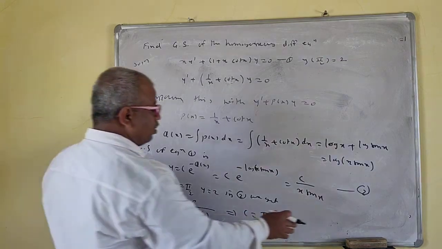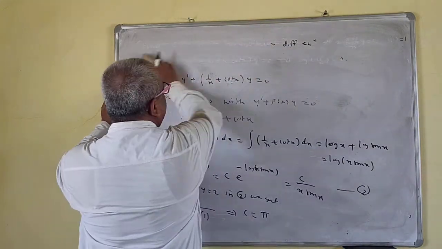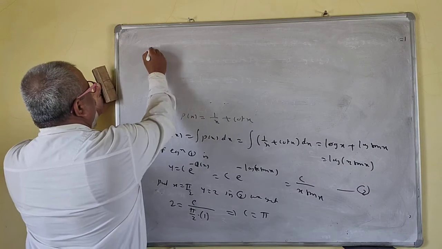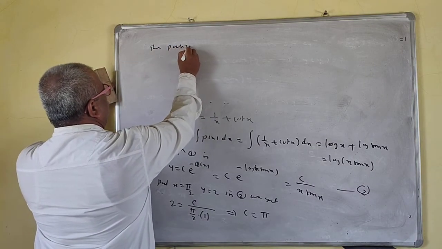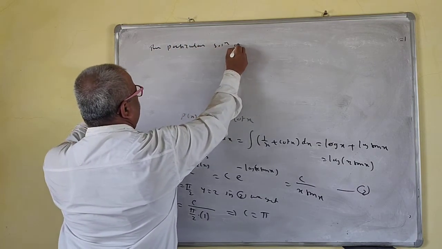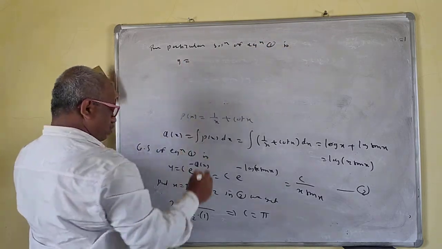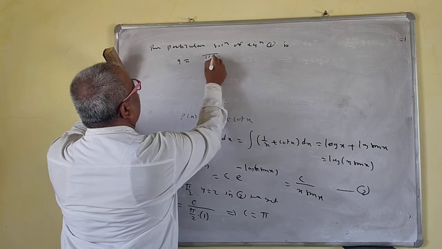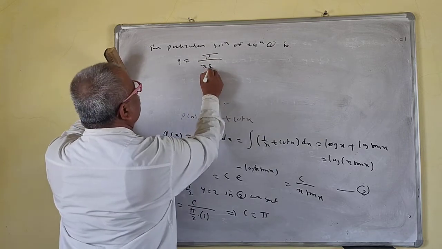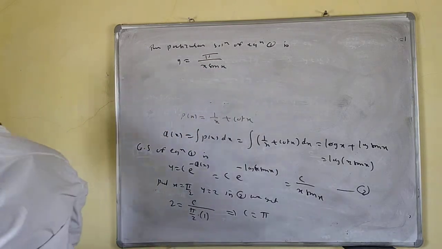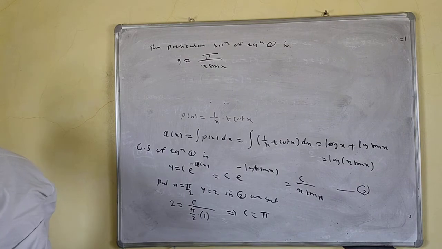Therefore the particular solution of equation 1 is y is equal to c upon x sin x. What is c? Pi. So y is equal to pi upon x sin x. So this is your particular solution.